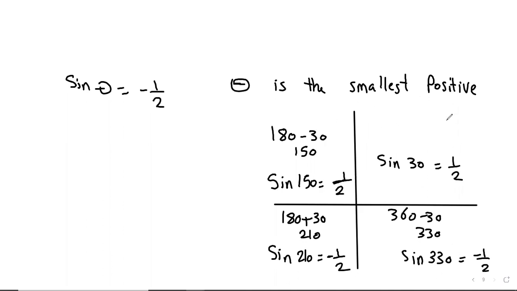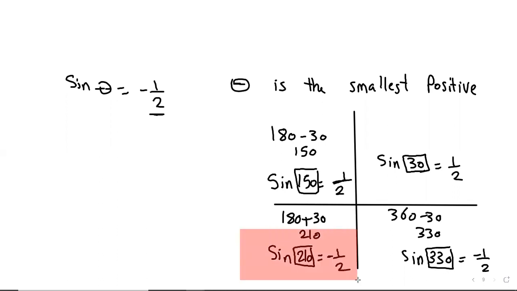What is the smallest positive angle? 30 is positive, 150 is positive, 210 is positive, 330 is positive. What is the smallest positive angle whose sine is negative half? We have two choices: sine 210 is negative half and sine 330 is negative half. But we want the smallest positive angle, so we will take 210 because 210 is smaller than 330. Let's go to the next.